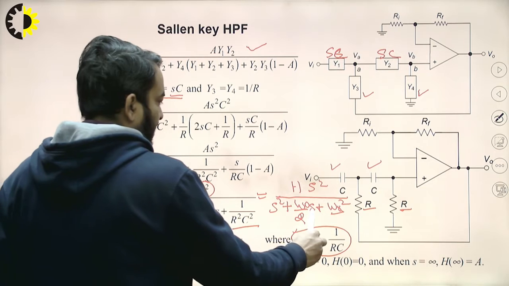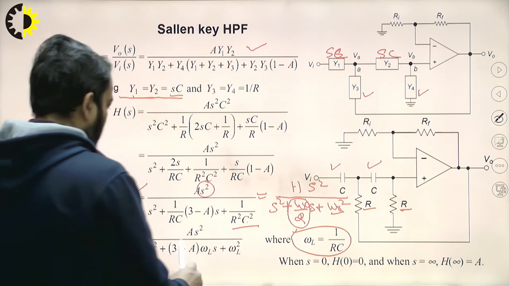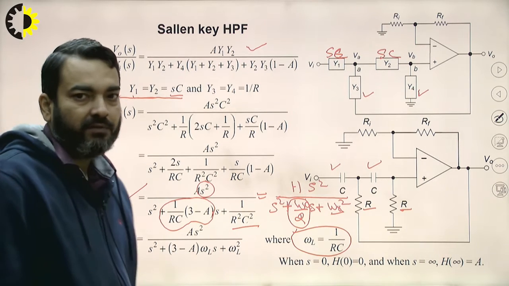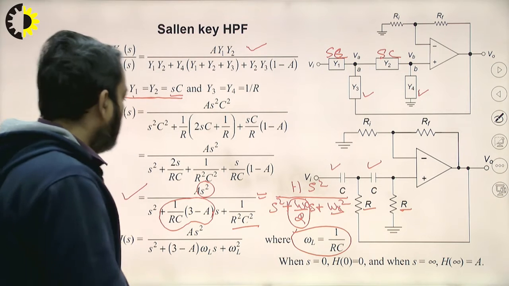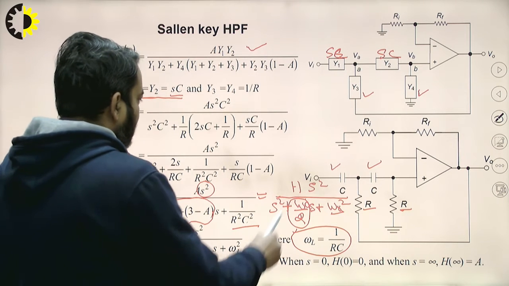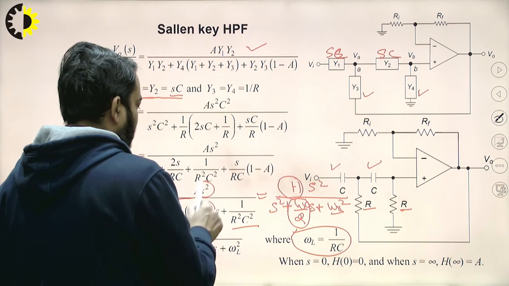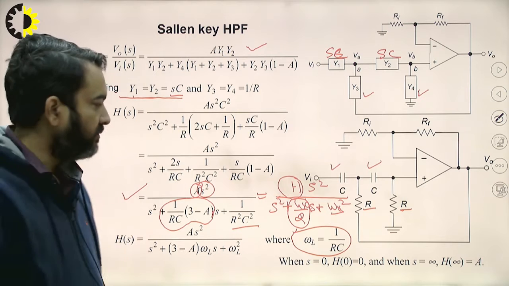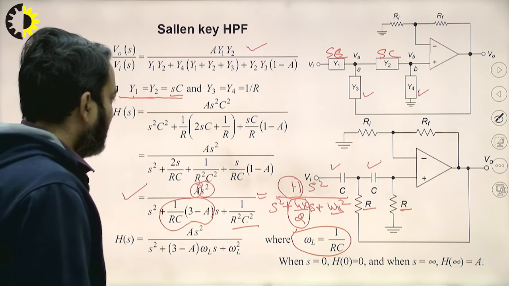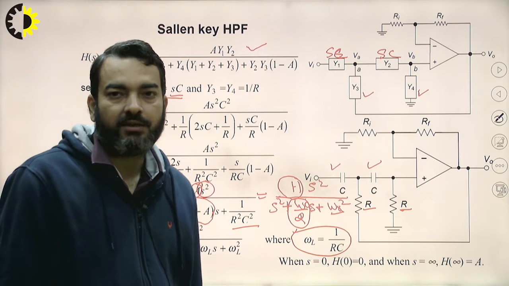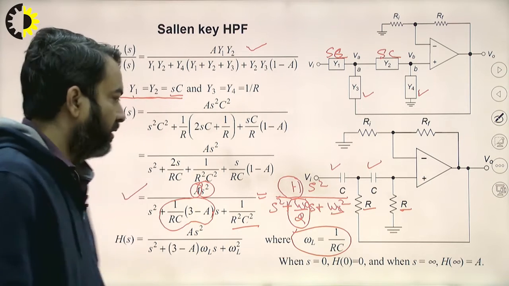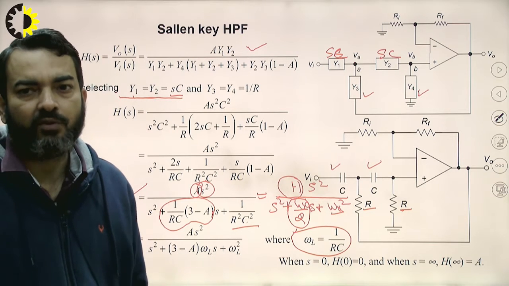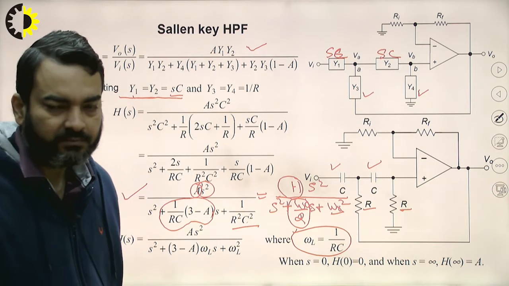And then the coefficient of S is omega naught by Q, which is equal to this much. Again, if we solve, we will get Q is equal to 1 by 3 minus A. And then gain H is nothing but A. This way we can calculate the various parameters, and we can also verify the functionality of this high pass response by taking S tending to 0, S tending to infinite and S tending to omega naught or omega L.